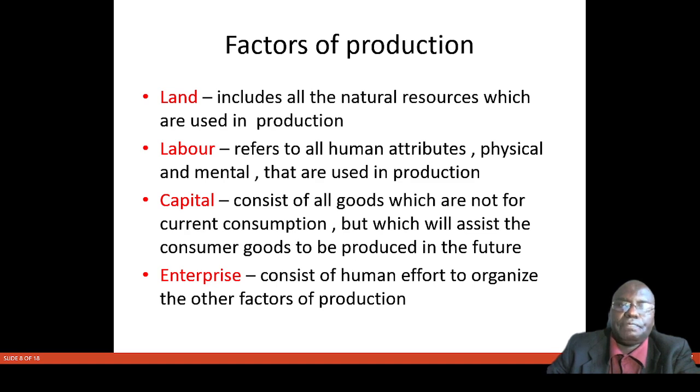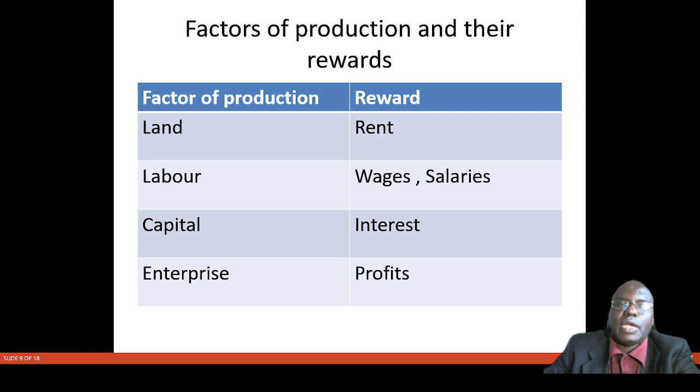Factors of production. Land, which includes the natural resources which are used in production. Labor, which refers to the human attributes, physical and mental, that are used in production. Capital consists of all goods which are not for current consumption, but which will assist the consumer goods to be produced in the future. Enterprise, it consists of human effort to organize the other factors of production.